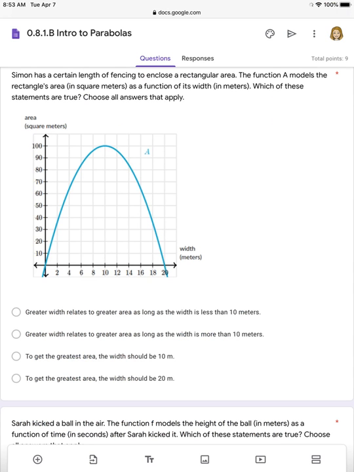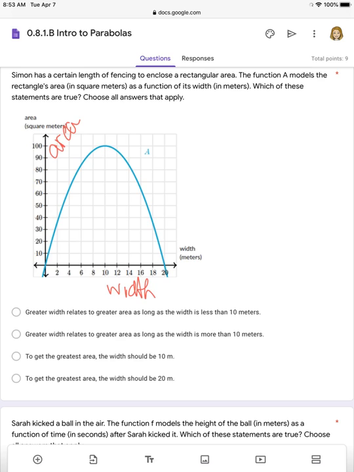Go to the next one? Yeah. So Simon has a certain length of fencing, and he's going to use it to enclose a rectangular area. So the function A models the rectangle's area as a function of the width. So you've got your width on the x-axis, and the area is up there on the y-axis. So we need to figure out which choice down here makes the most sense based on the graph that we're given.